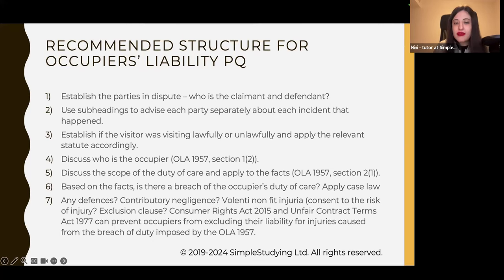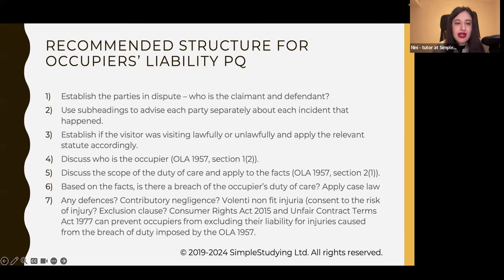Discuss the scope of the duty of care and apply it to the facts of the case. Apply the relevant statute, like the 1957 Act or the 1984 Act, and explain in detail what the requirements in the duty of care are and if those requirements were met.